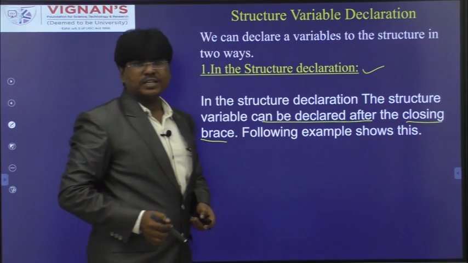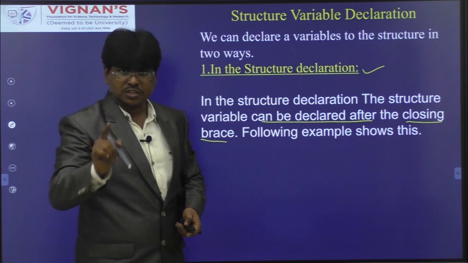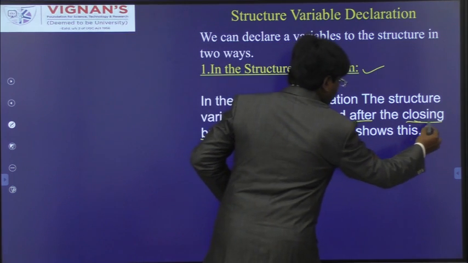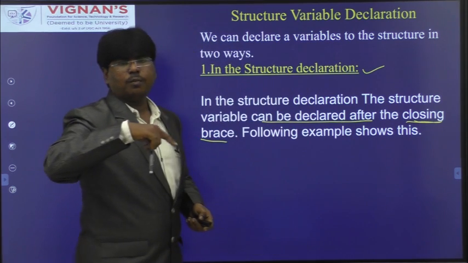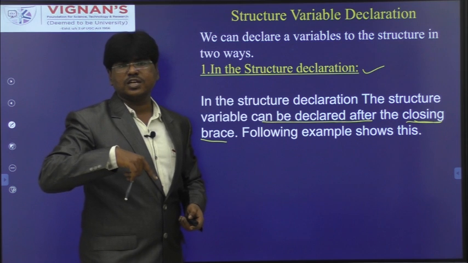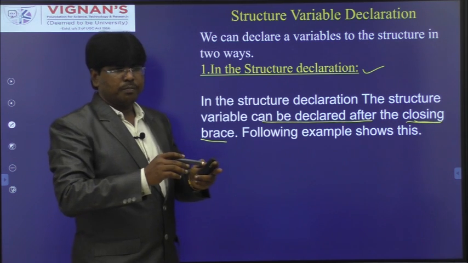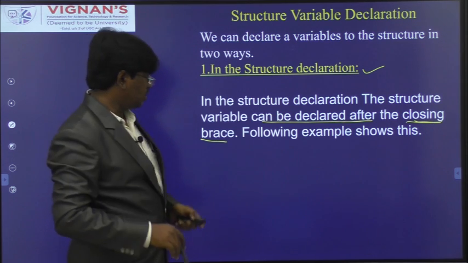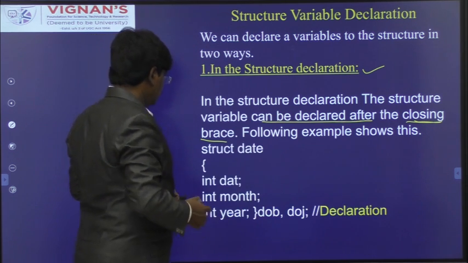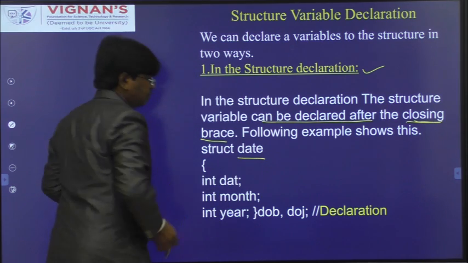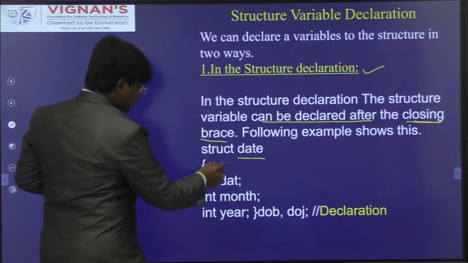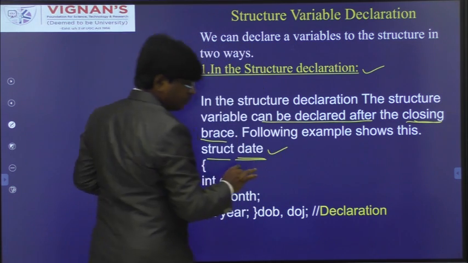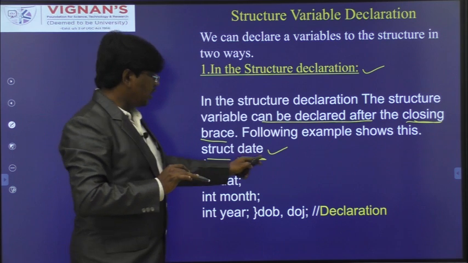So if you want to represent any variable associated with the structure, one way is to declare it after the closing brace of the structure. After the body is completed, we close the structure with the closing brace, and after that you can define any structure variable at that place. I will show you with an example. Consider this is a date structure. Struct is a keyword, and date is the structure name. Consider this is a user defined data type.